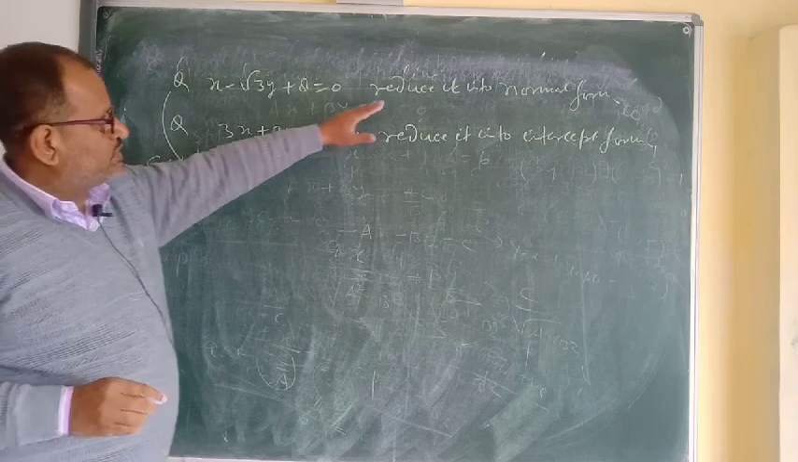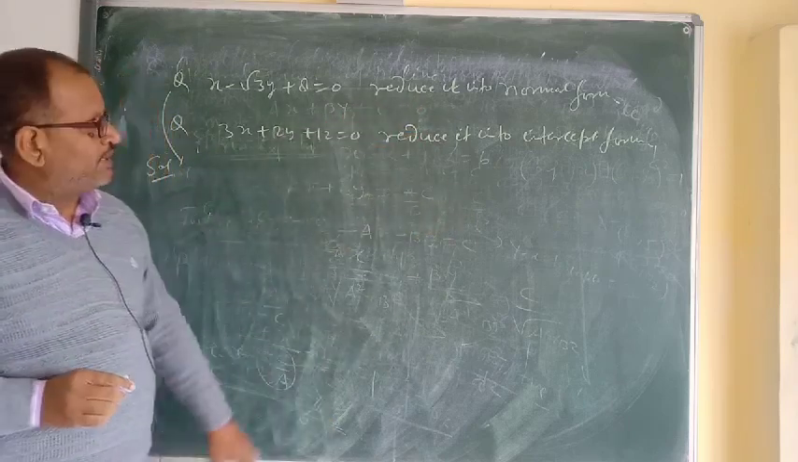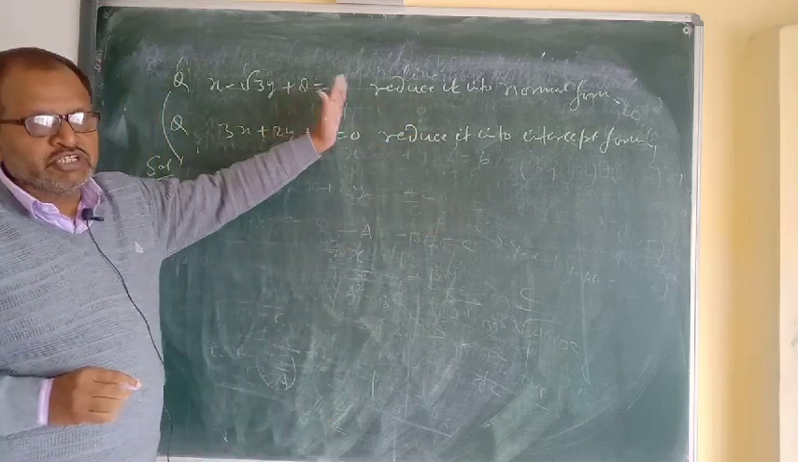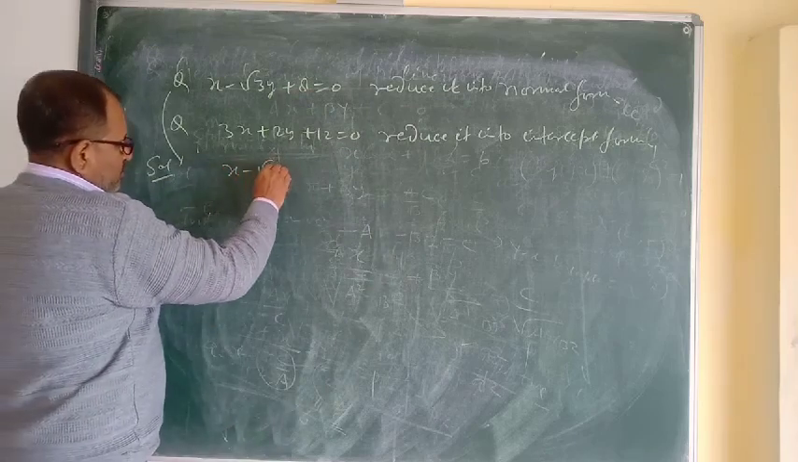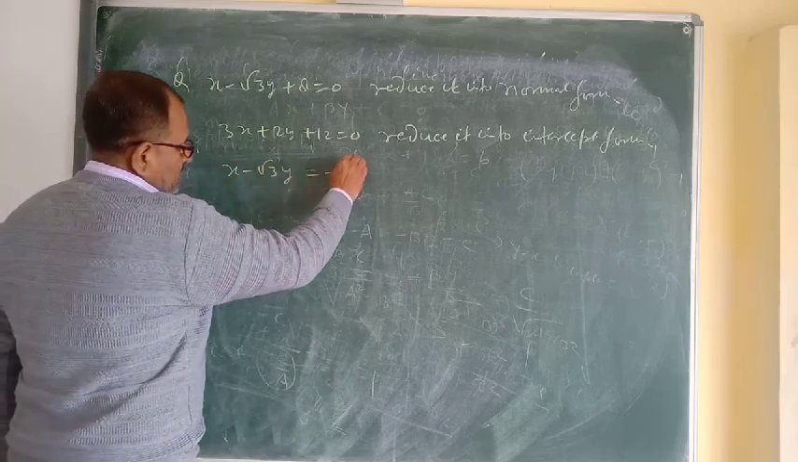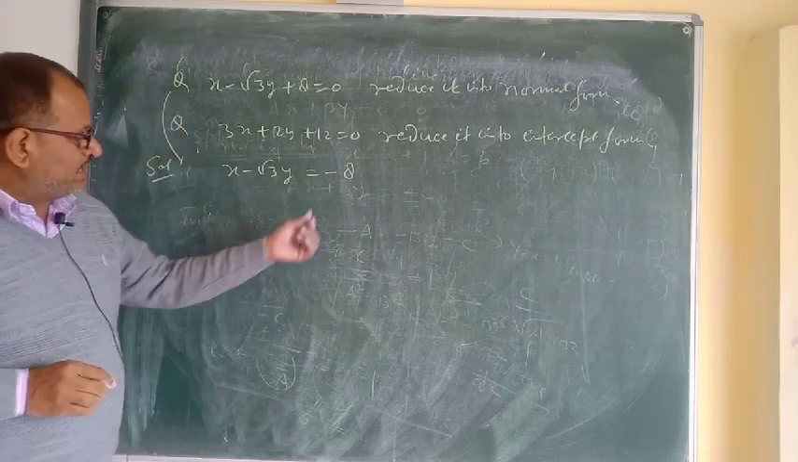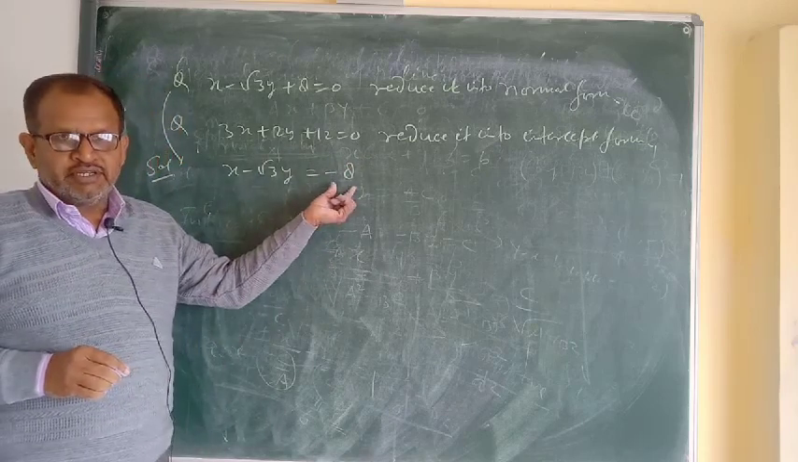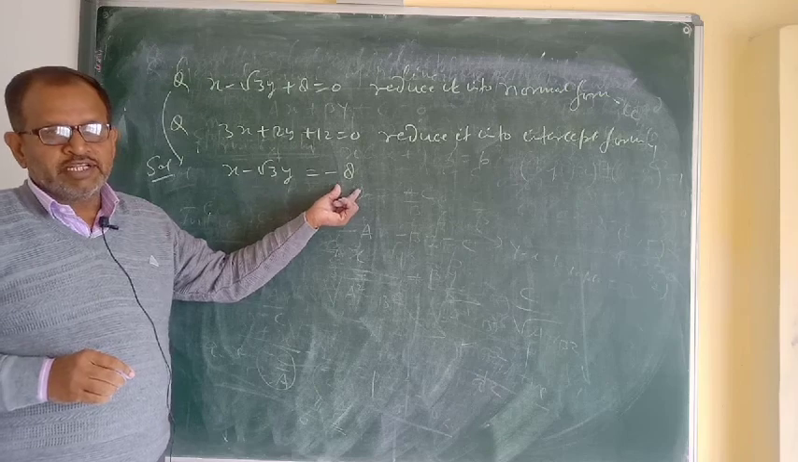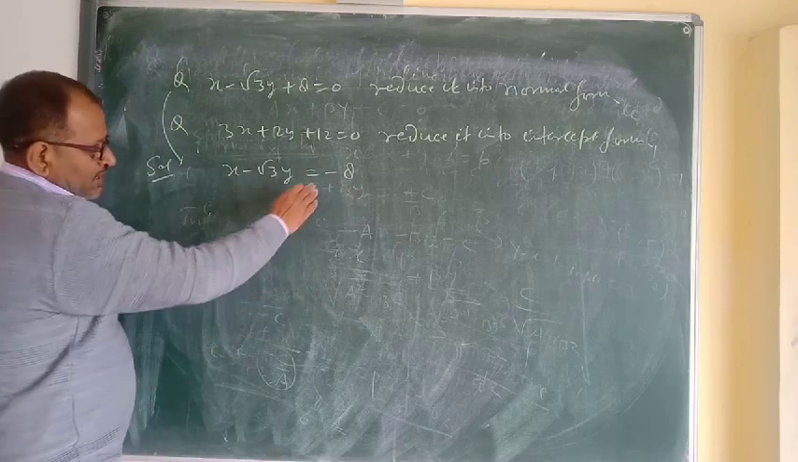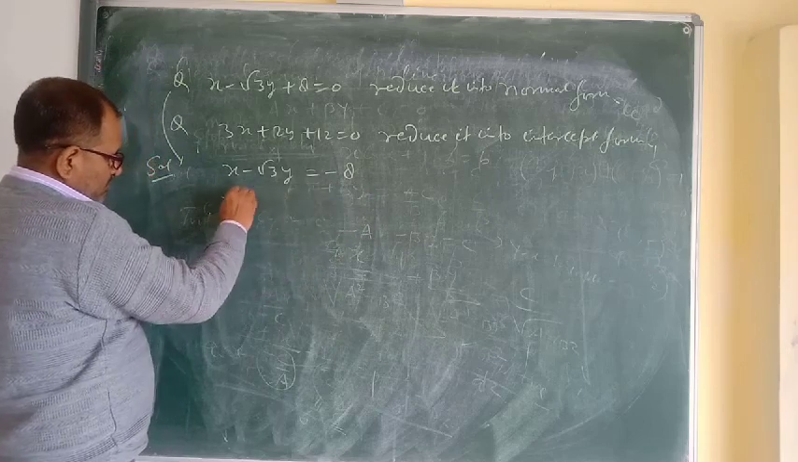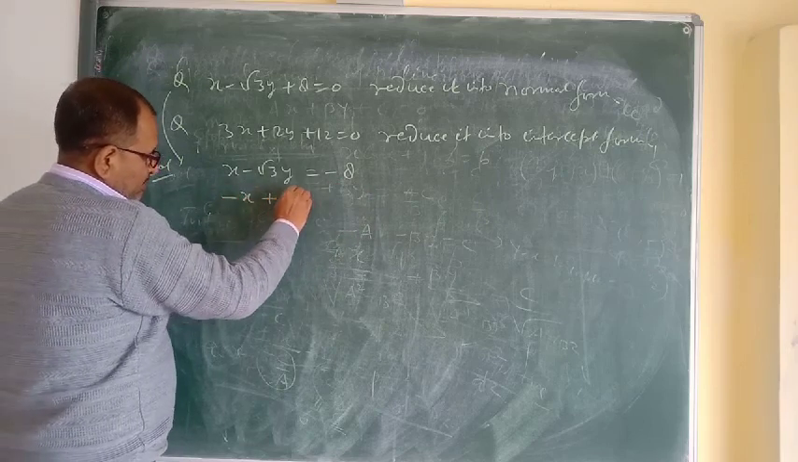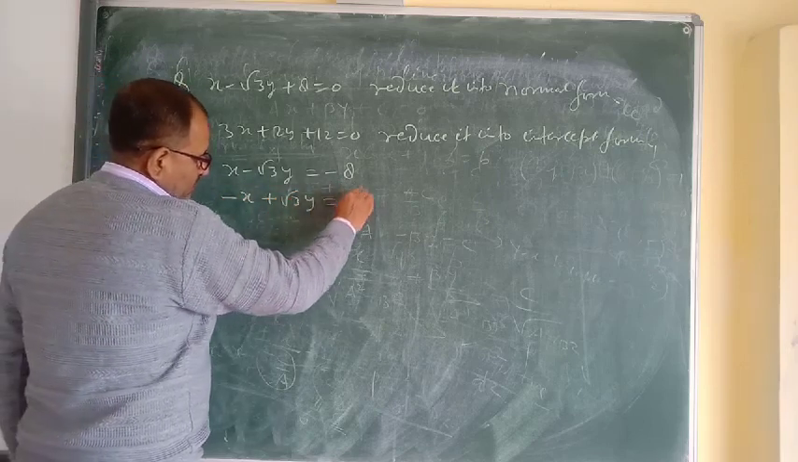We have to reduce it into the normal form. What do we have to do first? Transpose the constant term to the right side. x minus root 3 y is equal to minus 8. We see that the constant is negative here. We have to make it positive. So to make it positive, multiply the whole equation by minus 1. So this is minus x plus root 3 y is equal to 8.